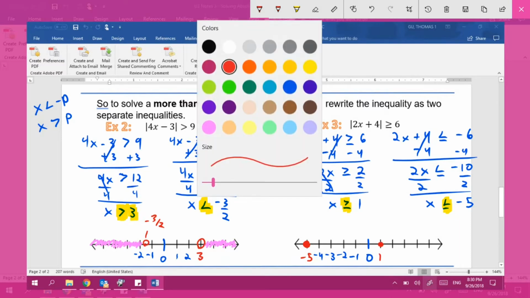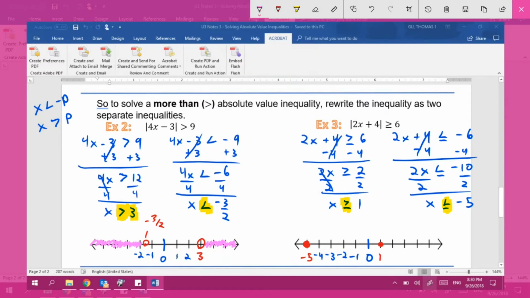So where are we going to shade? x is greater than or equal to 1, that's over here on this side, on the outside. And x is less than or equal to negative 5, that's over here. Greater than equations, we're shading on the outside of our points because it's an or statement.